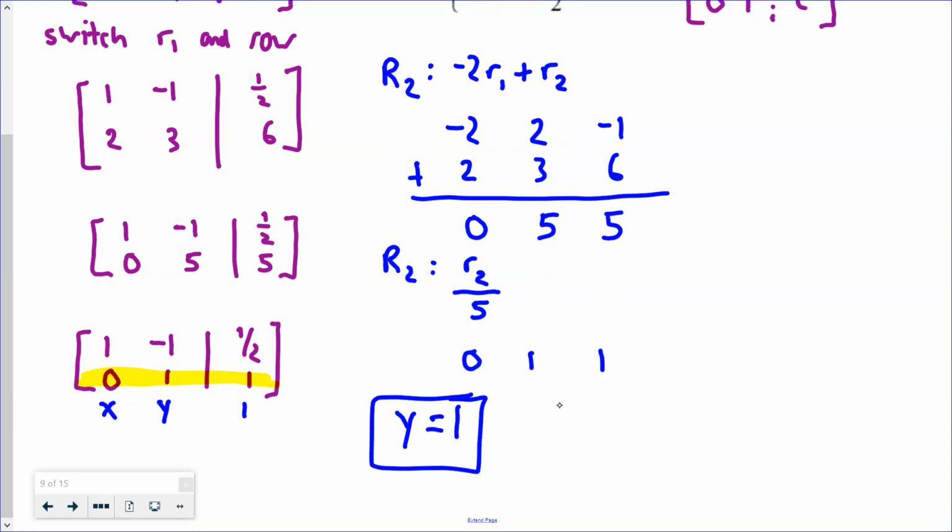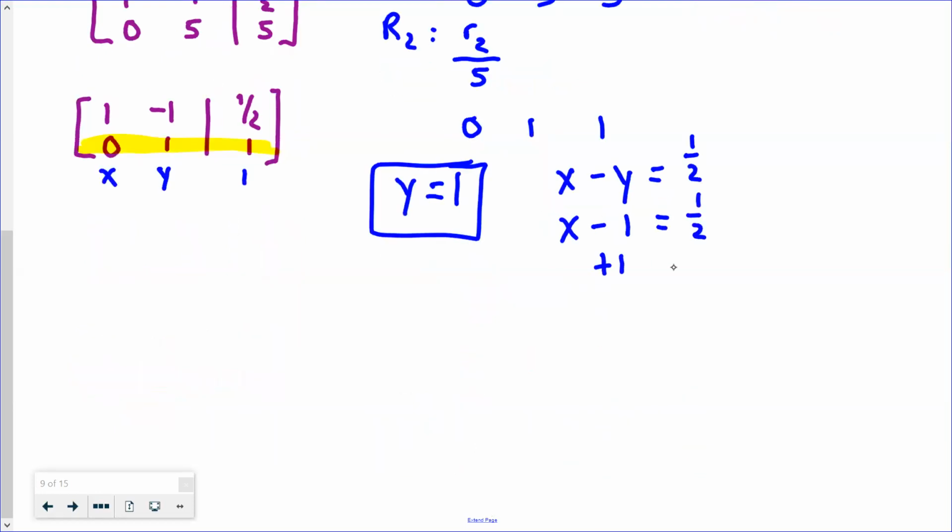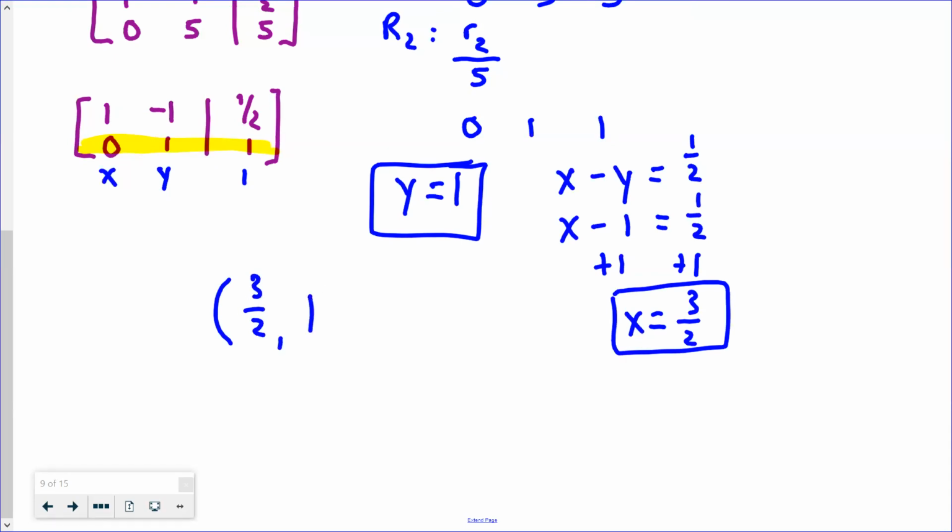Then if I rewrite out my first equation, it'll be x minus y is equal to 1/2. Well, we just found out that y is 1. So x minus 1 is equal to 1/2. So I'm going to add 1 on both sides. And that gives me x is 1 plus 1/2, which would be 3/2. So my solution to this system of equations, x is 3/2 and y is 1.